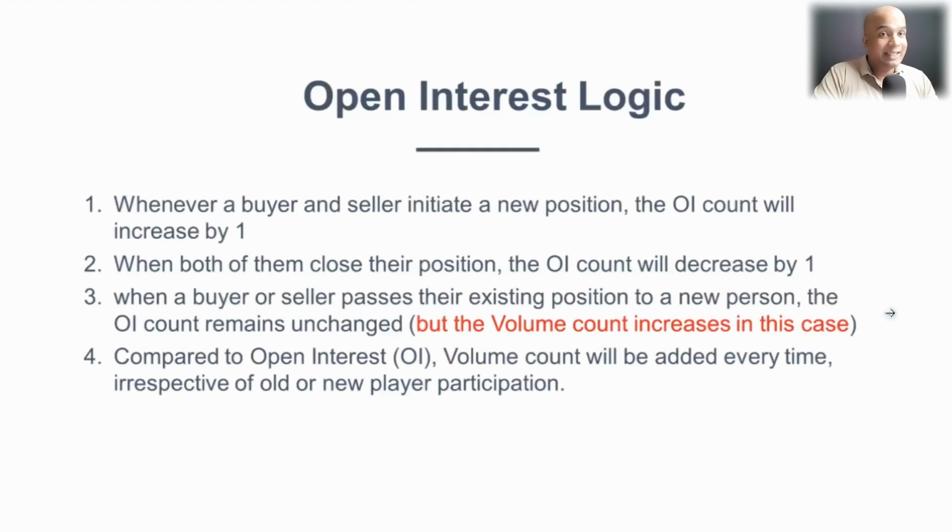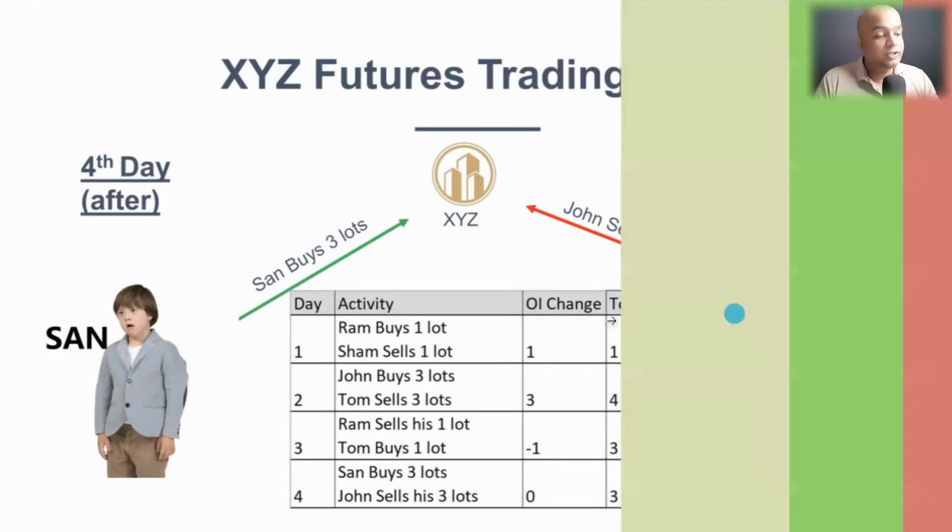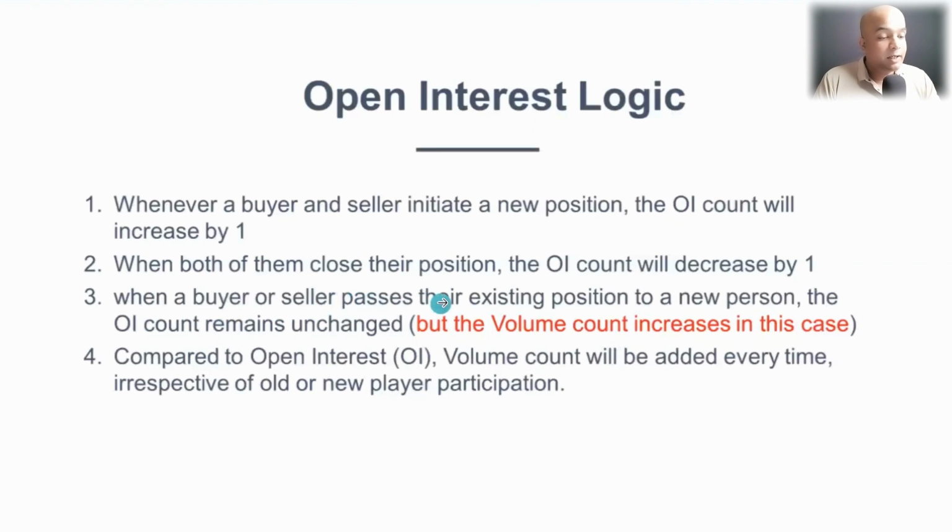From these examples, what we can conclude is that whenever a buyer and seller initiate a new position, the OI count will increase by 1. This happened on the first day. When both of them close their position, the OI count will decrease by 1. Next, when a buyer or seller passes their existing position to a new person, the OI count remains unchanged. In the previous example, on the fourth day, John transferred his position to Sam.